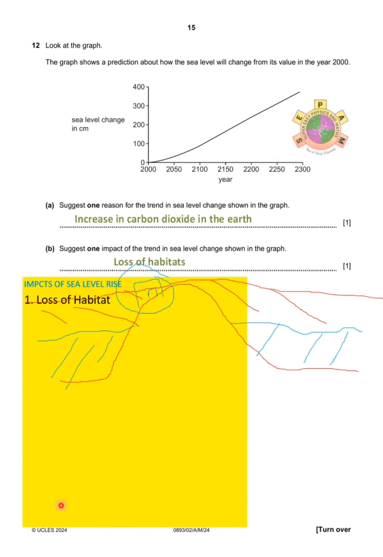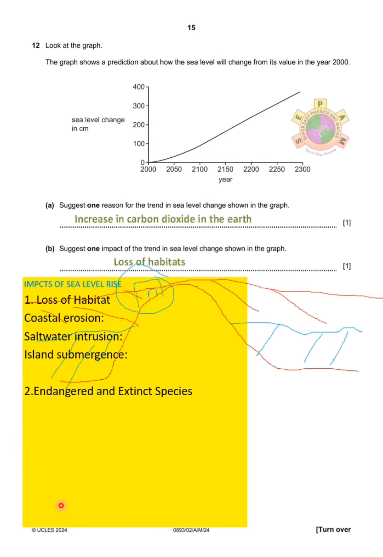One, loss of habitats, which causes coastal erosion, saltwater intrusion, island submergence. The second one is endangered and extinct species. For example, all the animals that are living near the Johnson's house will automatically be killed by this flood rise. So it will lead to extinction of species. For example, polar bear, coral reef, and mangrove, all of them will die. Okay.